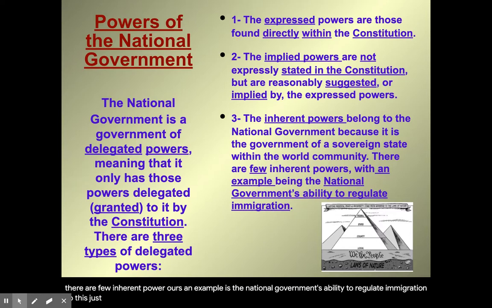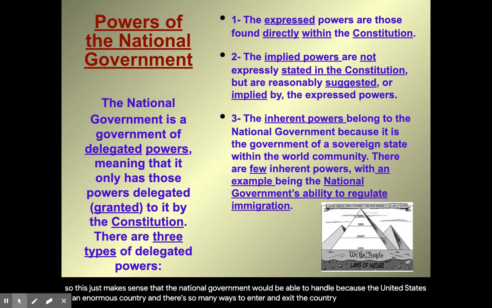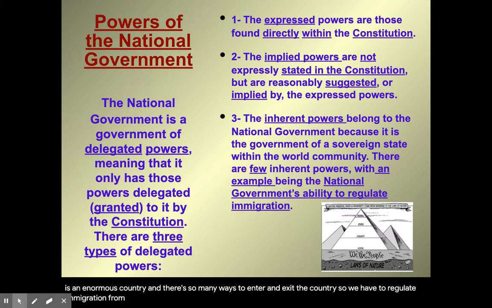This just makes sense that the national government would be able to handle because the United States is an enormous country and there are so many ways to enter and exit the country. So we have to regulate immigration from a national standpoint rather than each individual state or airport, anyone that has a border, things like that. The national government takes care of that.